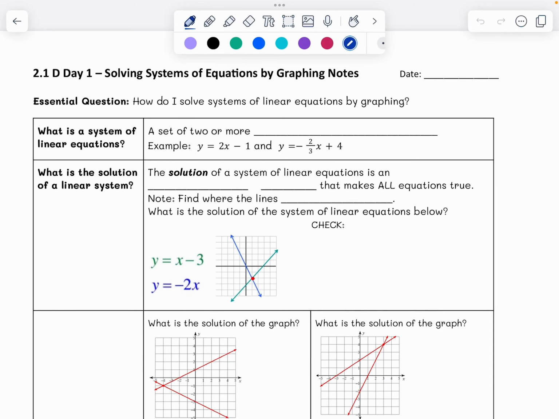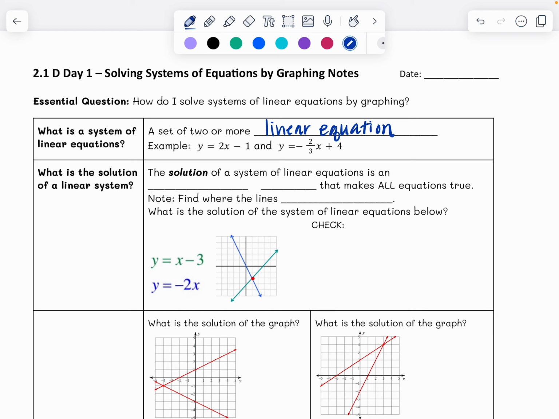Today we'll be solving systems of equations by graphing. What is a system of linear equations? It's a set of two or more linear equations. They're going to be graphed on the same coordinate plane. For example, I have y equals 2x minus 1 and y equals negative 2 over 3x plus 4. That is a system of linear equations.